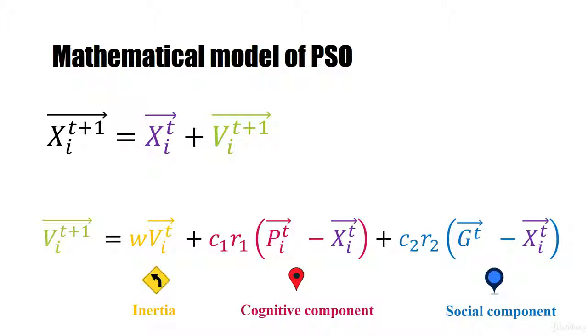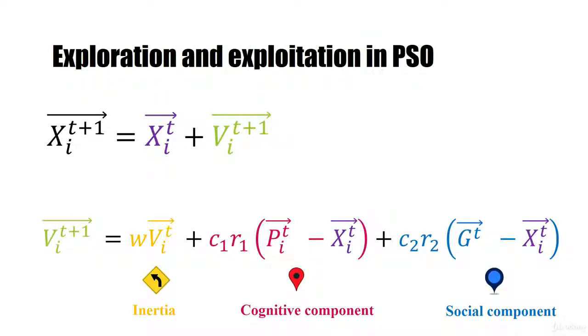The impact of cognitive and social components on the movement of particles can be changed by tuning the coefficients c1 and c2. You might be asking now, how about the initial weight? What does this parameter do? This parameter tunes exploration and exploitation. It is normally decreased linearly from 0.9 to 0.4, or 0.2 sometimes.